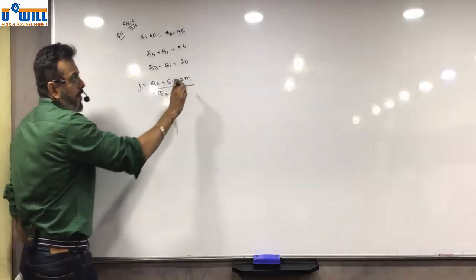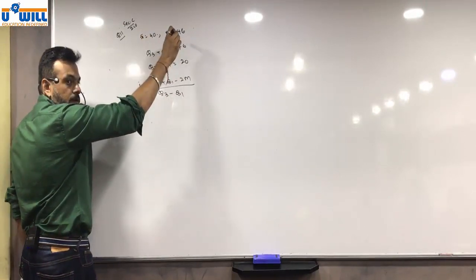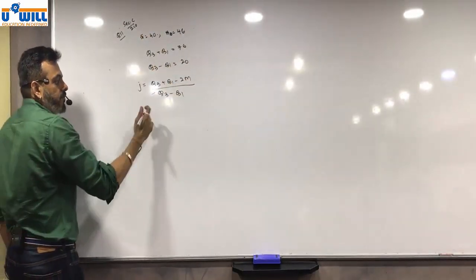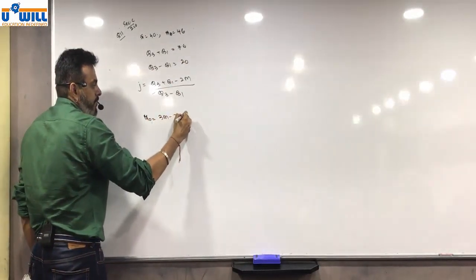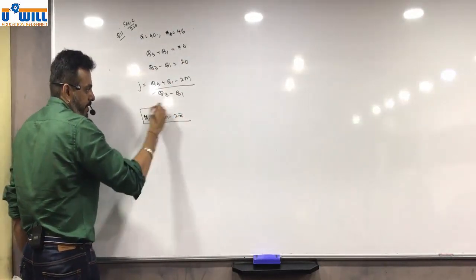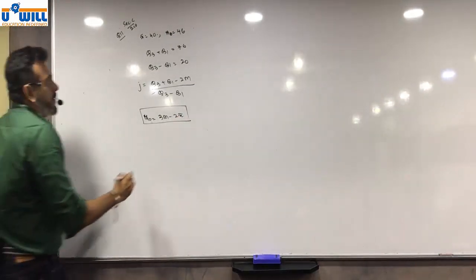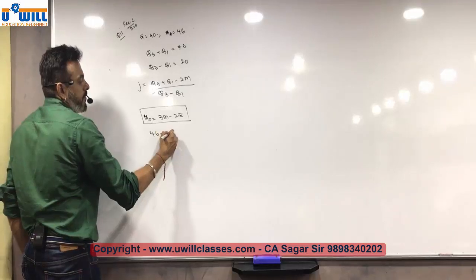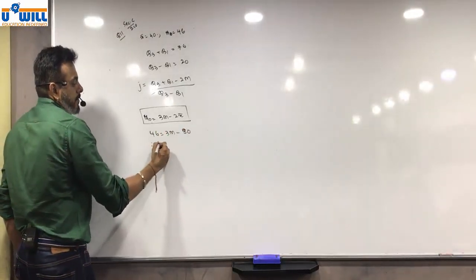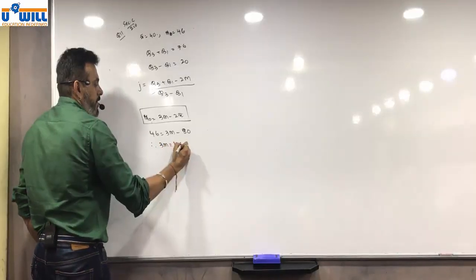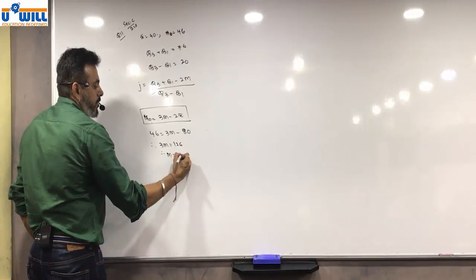Now we have to find the median. To find the median, we'll use mean and mode. Which formula we'll use? Mode is equal to 3M minus 2 X bar. Empirical formula. Let's find out. 46 is equal to 3M minus 80. 126. Therefore, median is equal to 42.